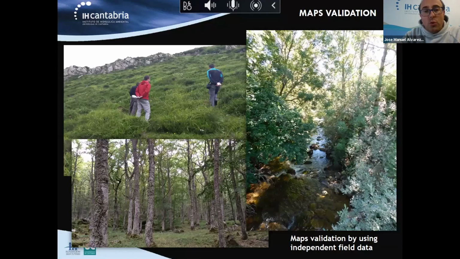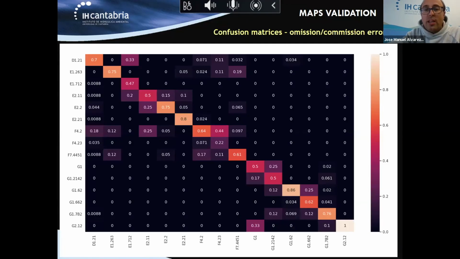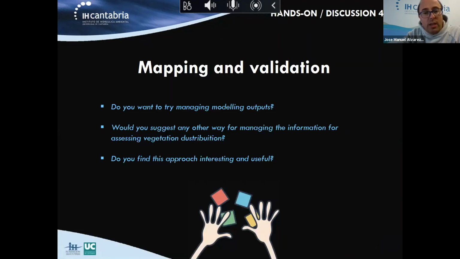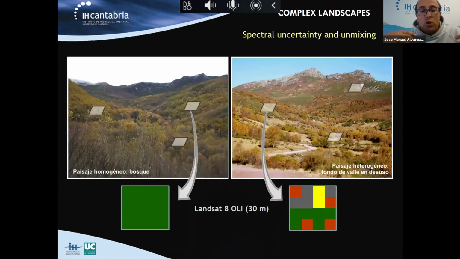But what we actually have to do is go to the field, again, as I told you in the beginning, and validate. And we get confusion matrices for the different algorithms. This is the matrix of random forest. This is the matrix of the artificial neural network, so deep learning. Some habitat types are mapped consistently with high accuracy, and others are not mapped consistently because the capability of our predictors is not good enough.